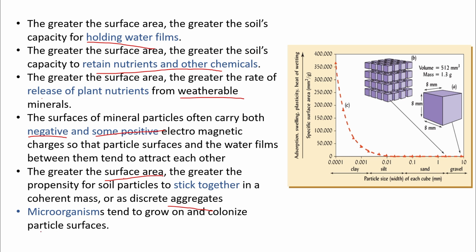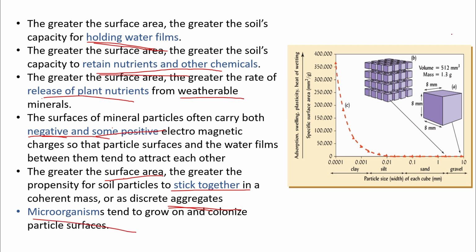Then microorganisms tend to grow and colonize a particular surface. So when there is more surface for the microorganisms, their growth will be more. All these properties are more in small sized particles, for example clay sized particles. Clay has good water holding capacity and good nutrient holding capacity. They release plant nutrients. They have a negative and some positive charge, and they stick together or form aggregates more easily when compared to sandy soil. And microorganism growth is also very high.